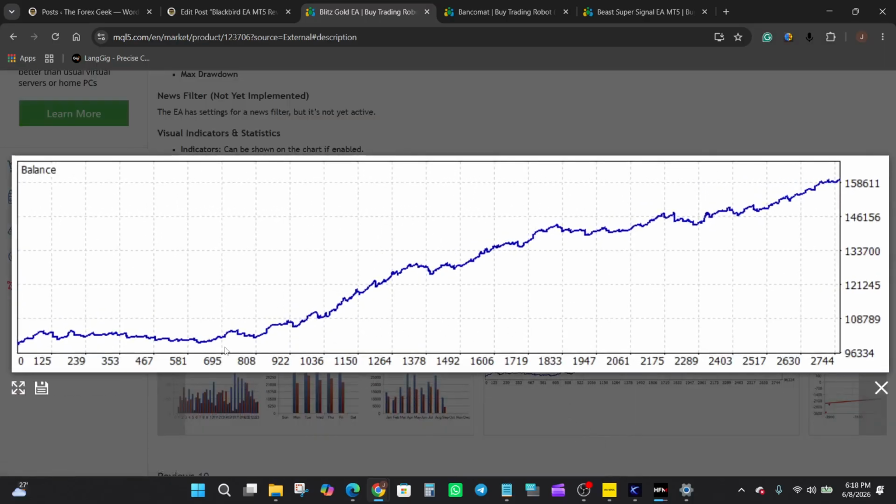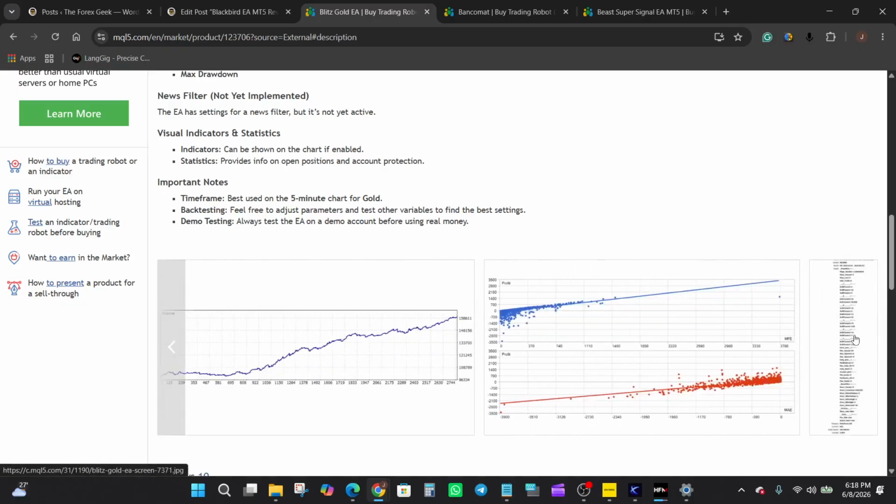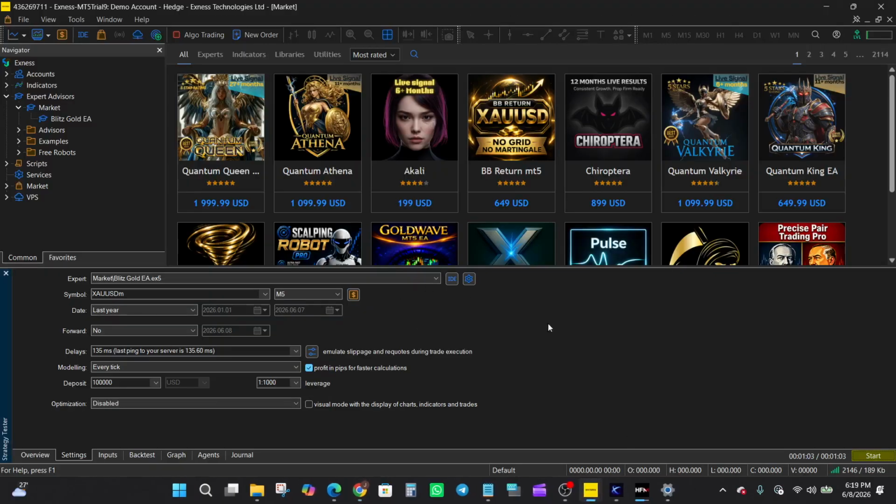Okay, and we can see that the graph seems to be consolidating for a while, moving sideways before it finally started recording a gentle slope to the upside. Okay, so this looks interesting, but let's just head over to our strategy tester as well, and we are testing the Blitz Gold EA on XAUUSD on the M5 time frame over about 5 months from the beginning of this year till date. And for the delays, we are using the last ping to the server, we're using the every tick modeling.